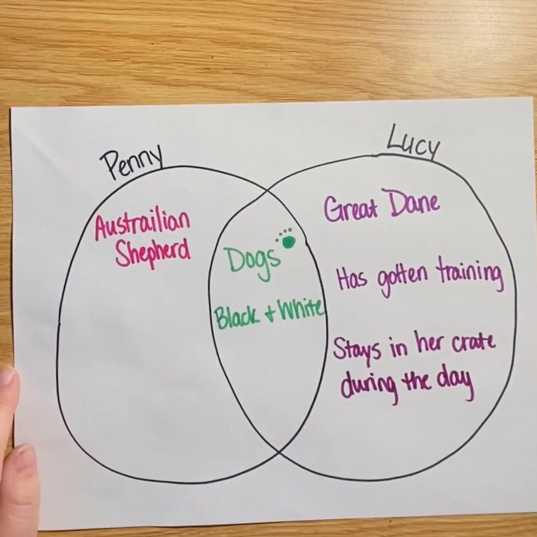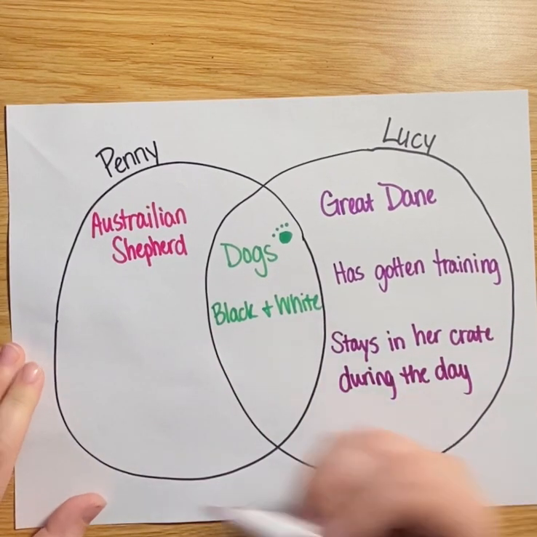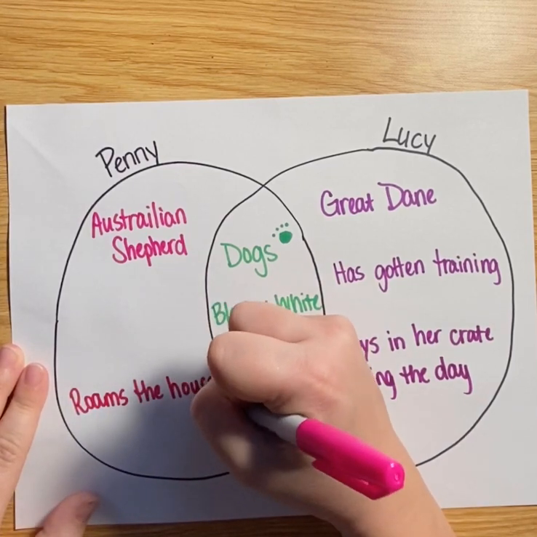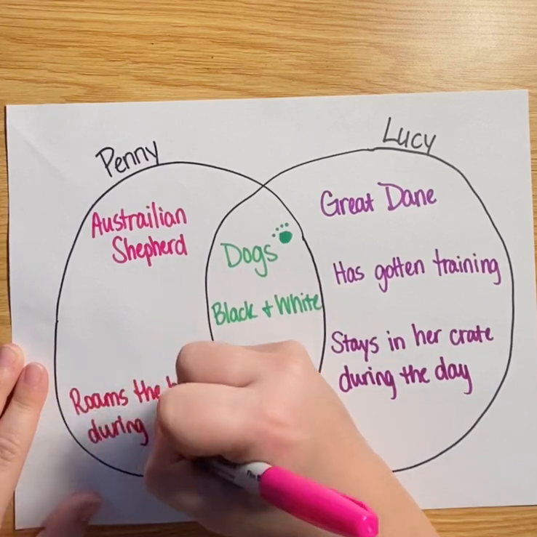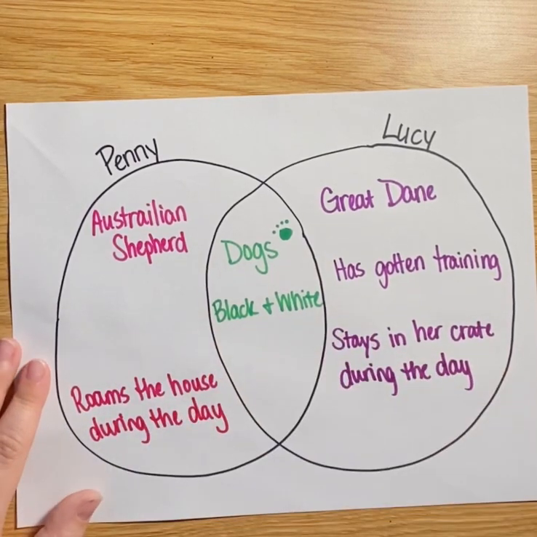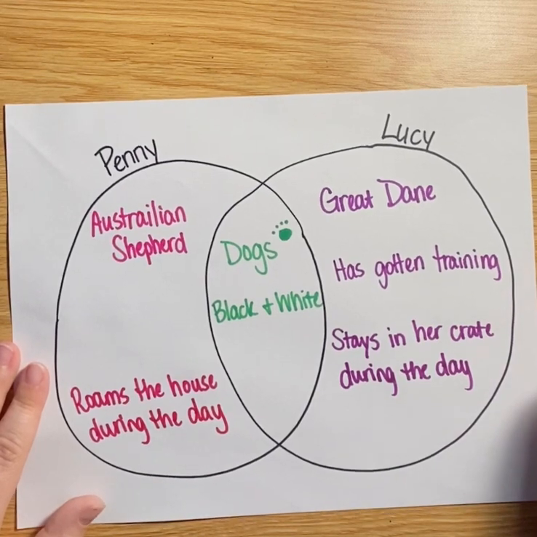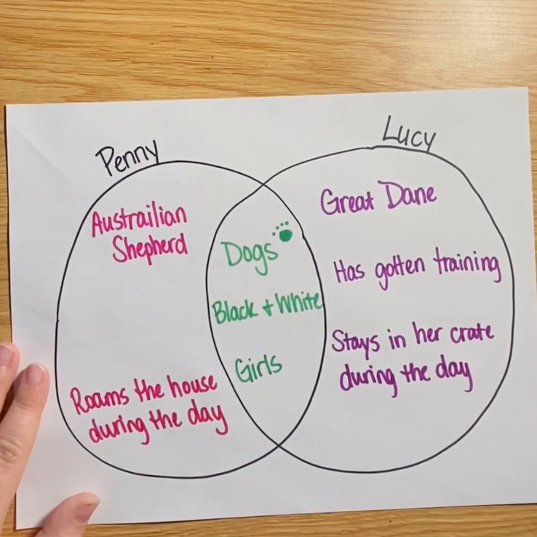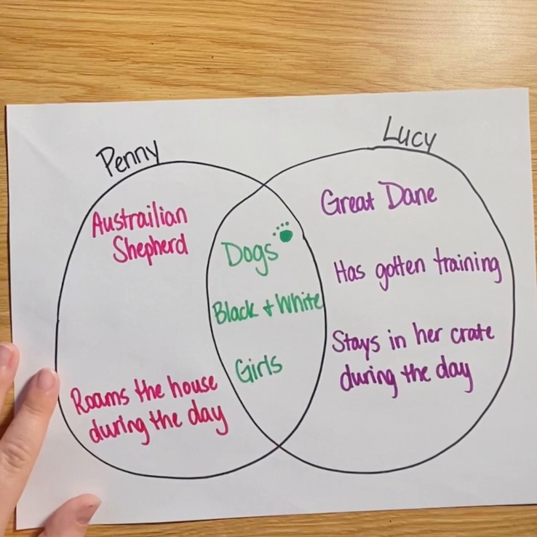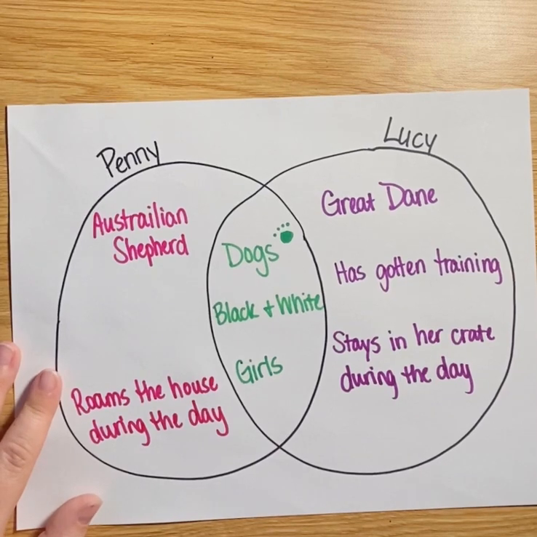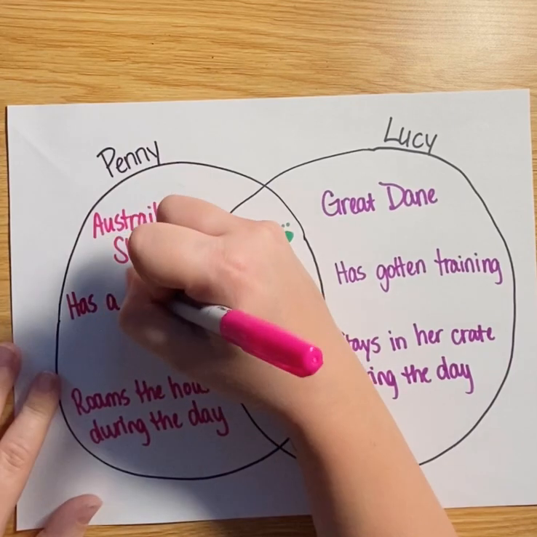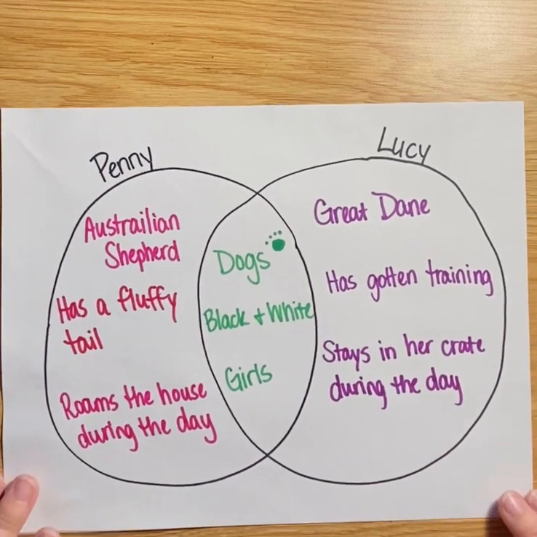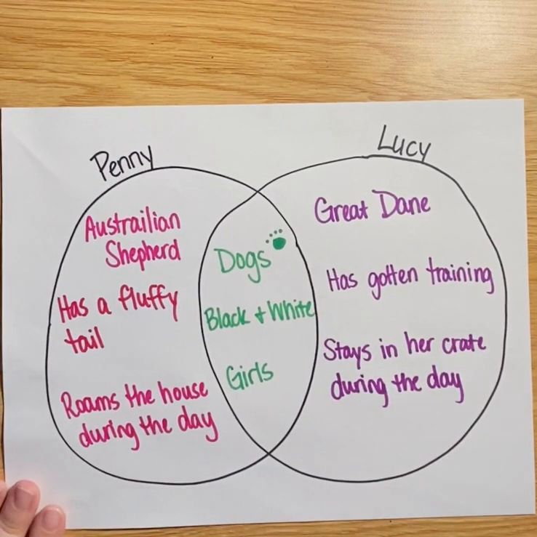Okay? Penny, if we're talking about staying in the crate, Penny roams the house during the day. She has a little bit more trust. Okay. One thing about both of the dogs, they are both girls. Okay. We need one more thing about Penny. Let's see. Penny has a fluffy tail. I don't know that I've ever shown you guys a picture that shows her tail, but she's got a fluffy tail.